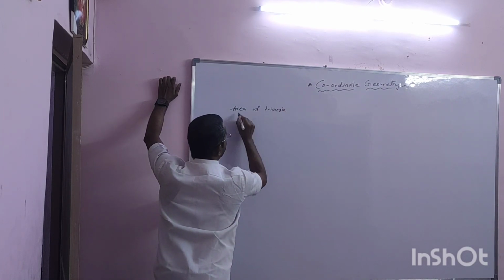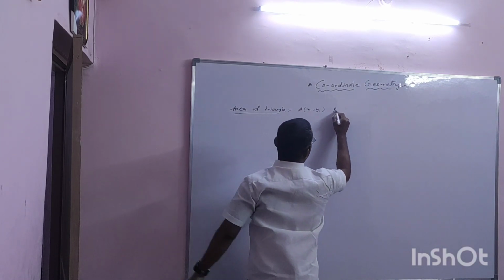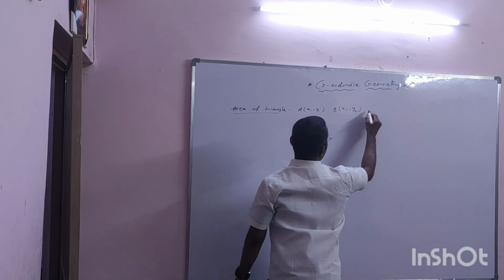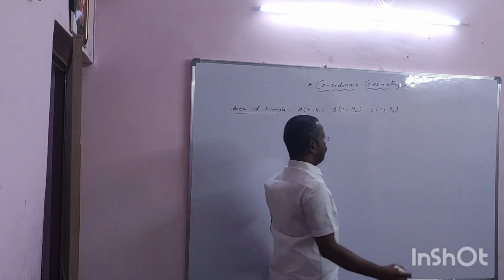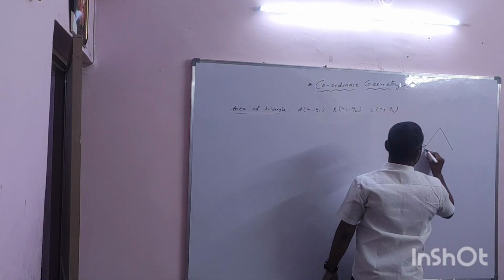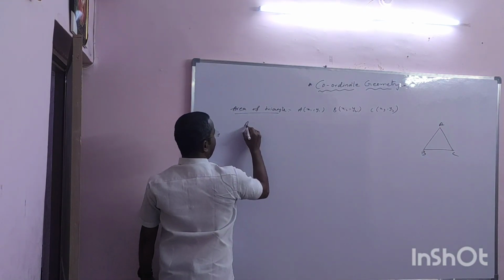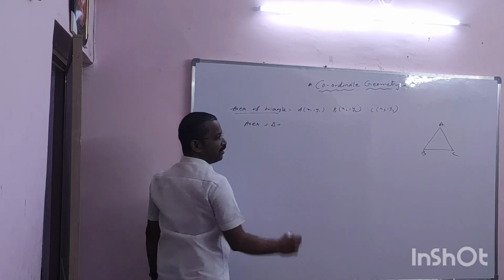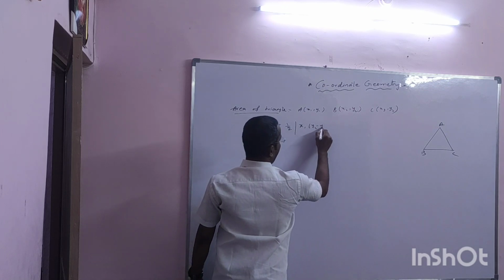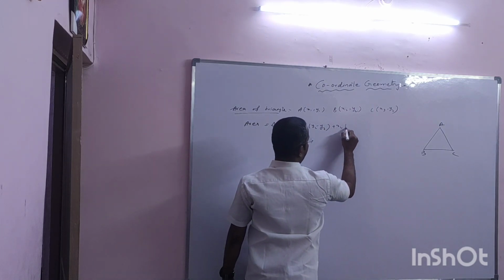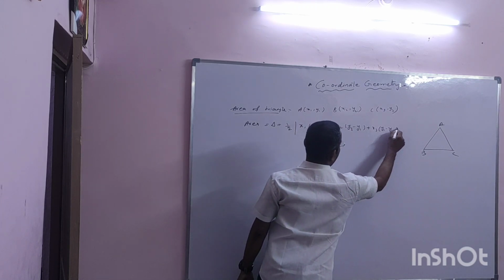Area of triangle. A(x1, y1), B(x2, y2), C(x3, y3) are the vertices of a triangle. If it is given like this, to find the area of triangle ABC, del is equal to half modulus of x1(y2 minus y3) plus x2(y3 minus y1) plus x3(y1 minus y2).